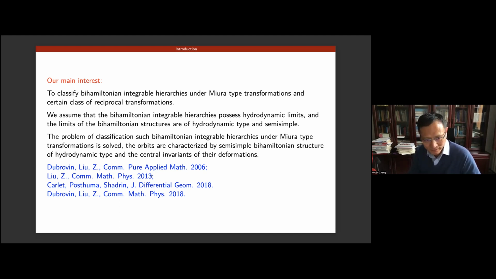That is the so-called dispersionless KdV hierarchy, which has a bihamiltonian structure of hydrodynamic type. Then Carlet, Posthuma, and Shadrin solved the general case for a general semisimple bihamiltonian hierarchy of hydrodynamic type. They classified it using certain tools, by calculating the so-called bihamiltonian cohomology groups, to finish this classification problem.